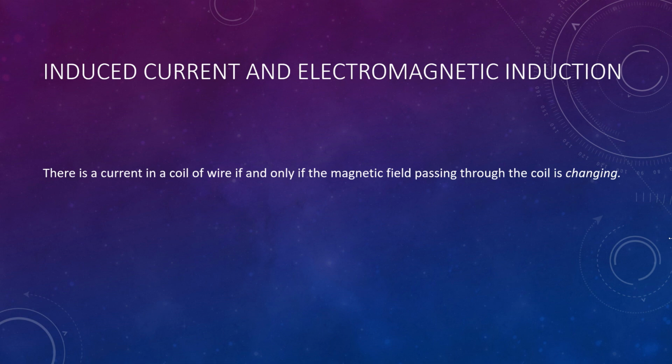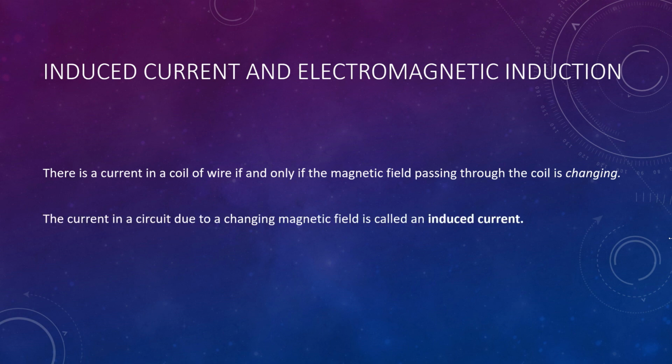Opening or closing a switch, pulling a bar magnet out of a coil or pushing it into it, or reversing that and taking the coil and pushing that in or pulling that out of the magnetic field. So the current that we produce in the circuit because of this is induced. In other words, we create it to happen. And so we call this an induced current, the current whenever you have a changing magnetic field making it happen.